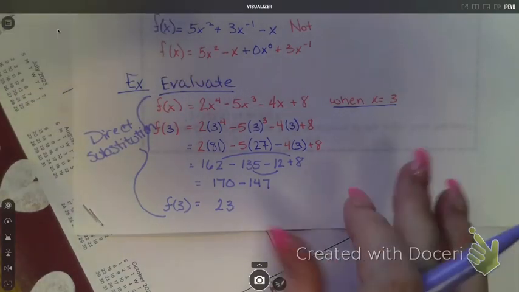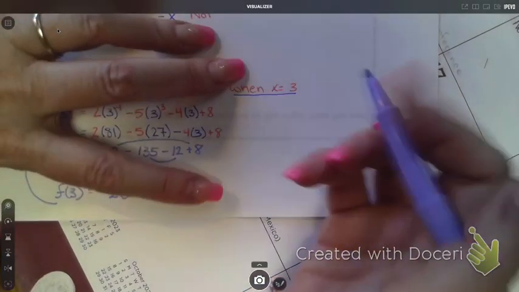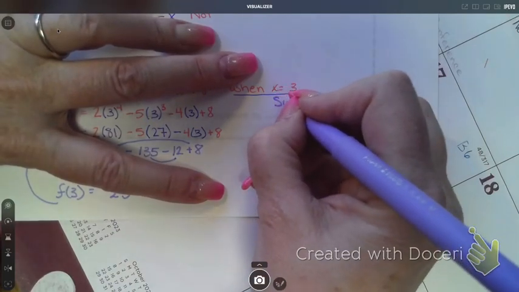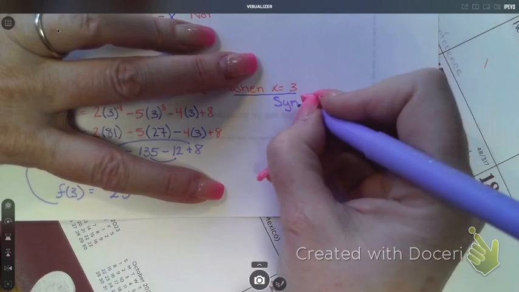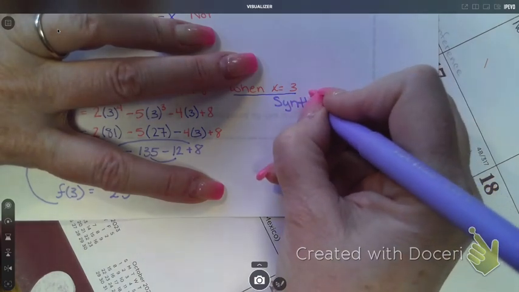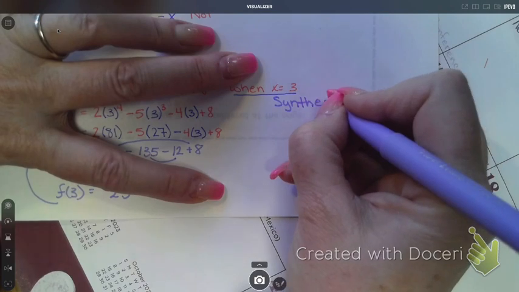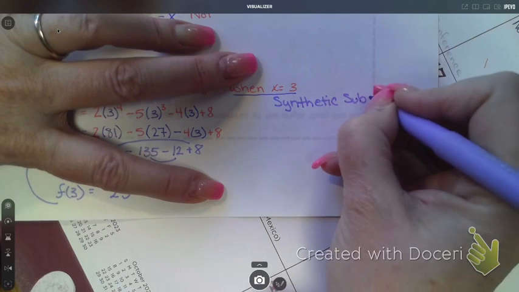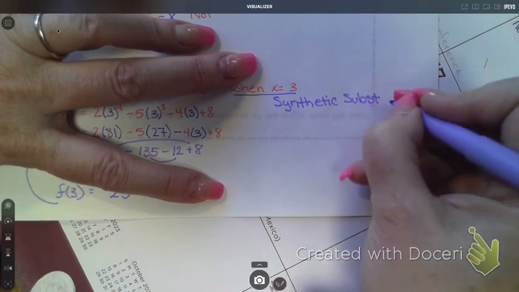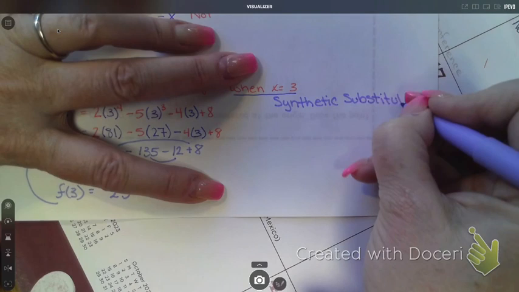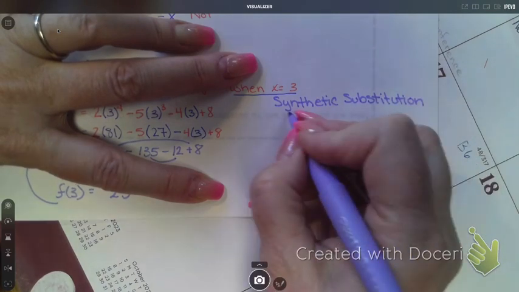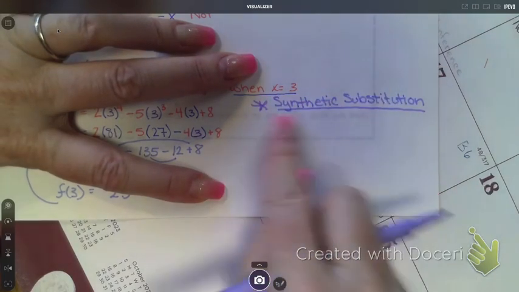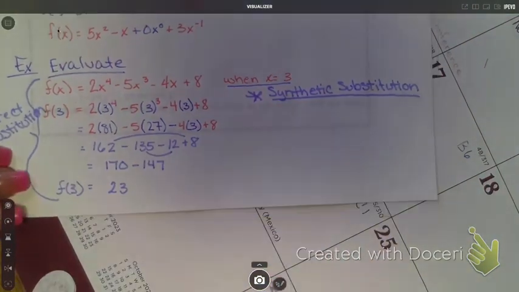Okay, so now we're going to do the same problem, and we're going to do synthetic substitution. Why make life so complicated? Oh no, this one, you're going to like this one better. S-U-B-S-T-I-T-U-T-I-O-N. Okay, so synthetic substitution. And the reason why I wrote them right here next to each other is because I want you to see them, okay?